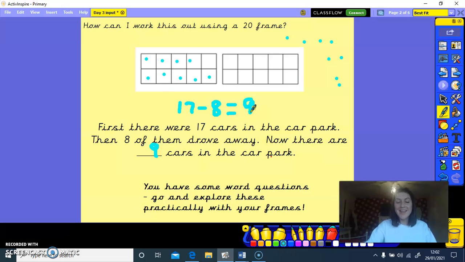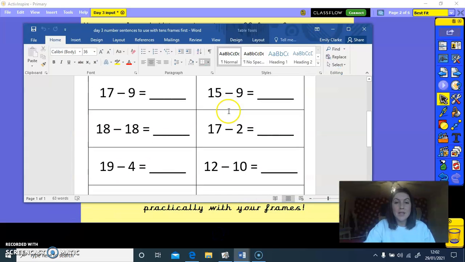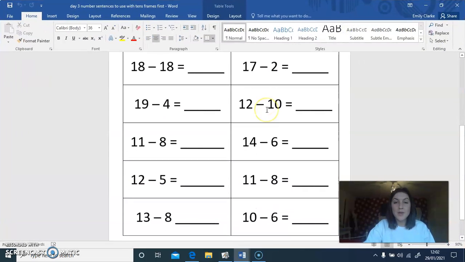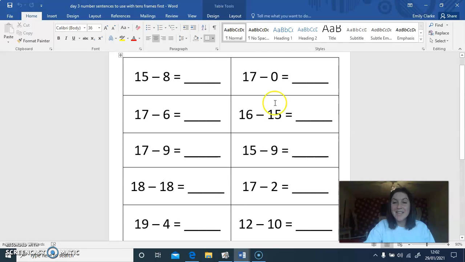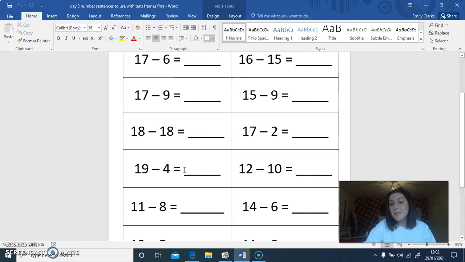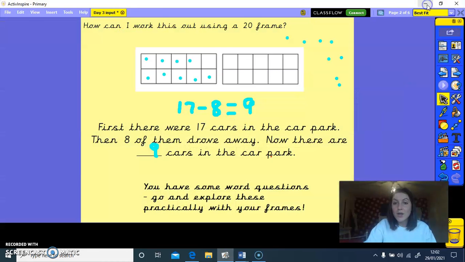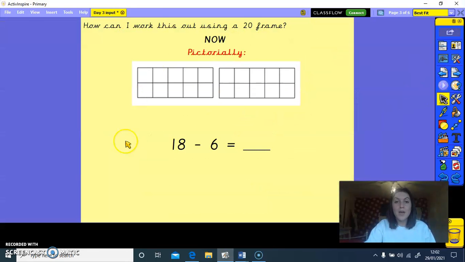Good job, everybody. Okay, so now is your chance to do this practically for a little bit to really reinforce this learning. You have got some questions that look like this, and you can use the 20 frames and your Weetos, Cheerios, pasta pieces to work out these number sentences. You don't have to do them all, do as many as you want to until you feel really happy with this practical learning, and then return to the input where we are going to be doing it pictorially. See you in a minute.